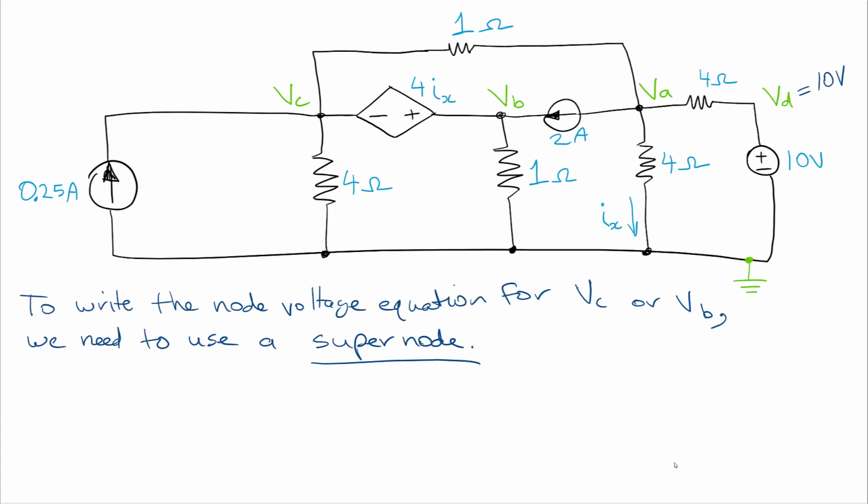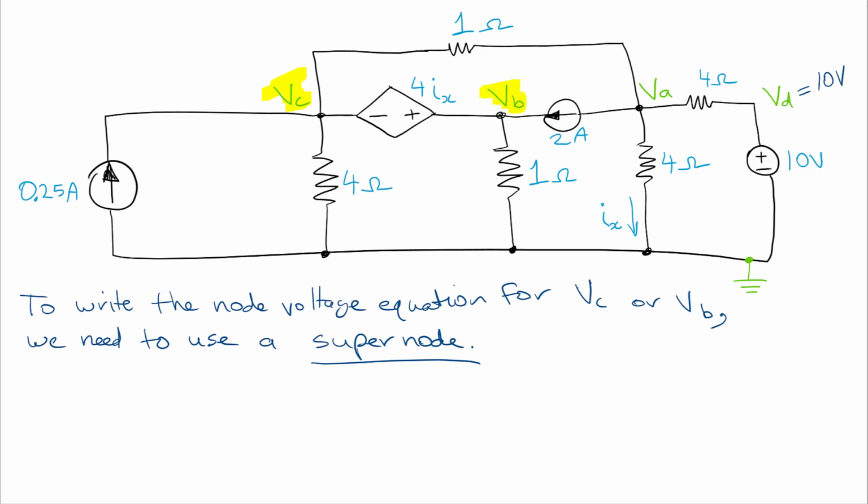So now we want to write the node equation for either node C or node B. So that's these nodes over here. So there's VC and VB. Now we have a problem because we have a voltage source connected on one of the branches on either of those nodes. So we don't know what the current is going to be flowing through that voltage source, so we need to use a supernode.